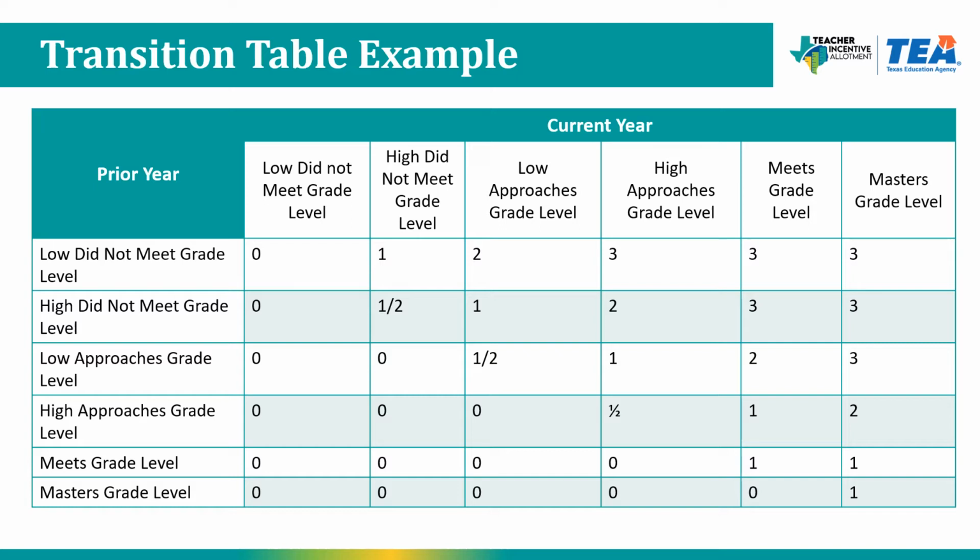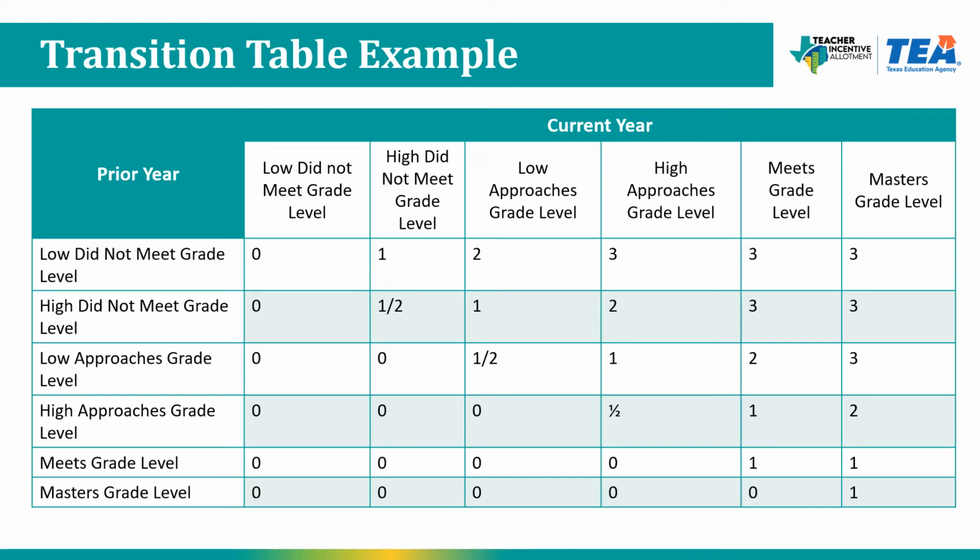And if they made it all the way up to high approaches from the low did not meet, they would receive 3 points. So this notion of it's not just one level, there's a high and a low for each level. It really expands the opportunity to demonstrate growth, which is great for TIA since we are all about student growth.